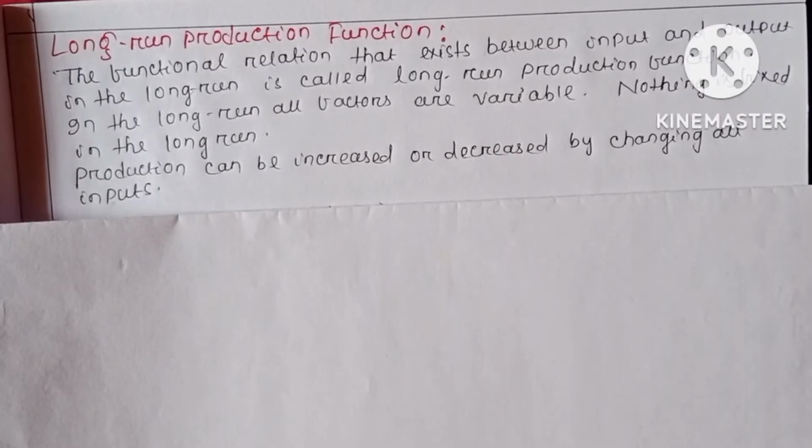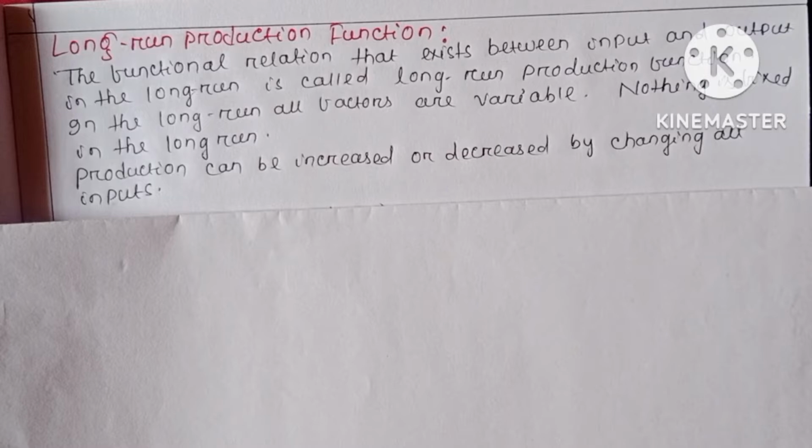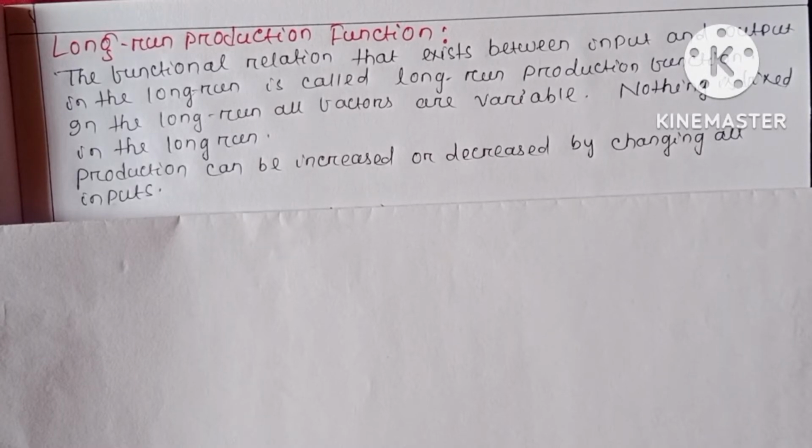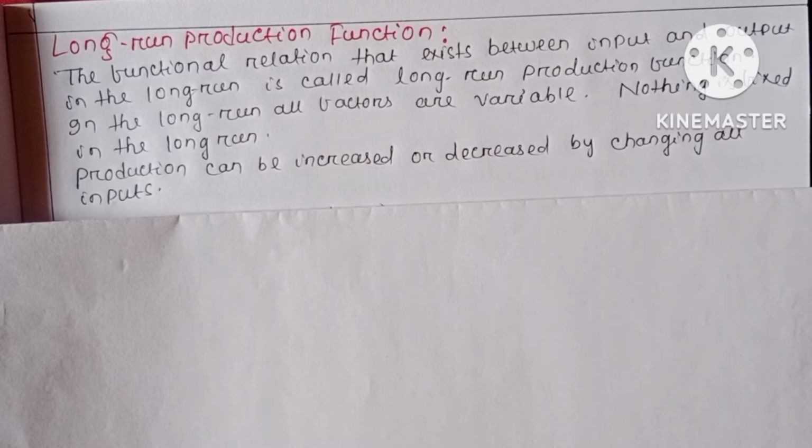So next is long-run production function. Before discussing what is long-run production function, we must know what is long run in economics. Long run is an operational time period in which the output of a firm can be varied by changing all factors. In the long run, all factors are variable and nothing is fixed. So mind it, in the long run production function is subject to the law of returns to scale.